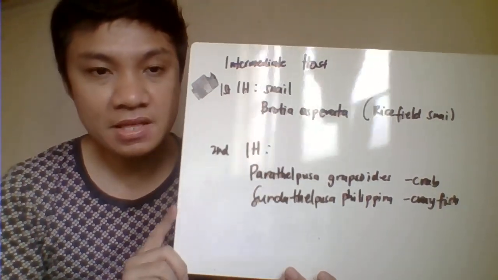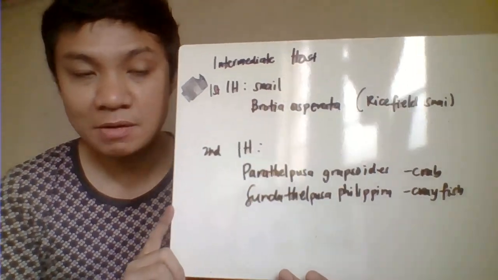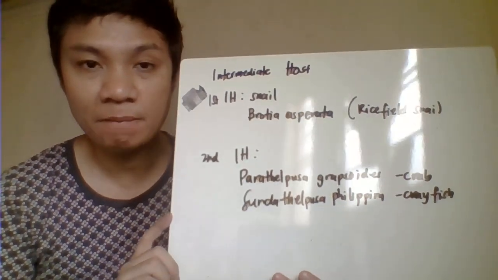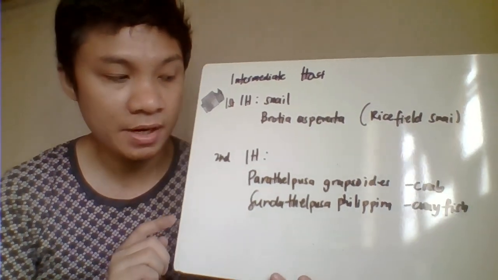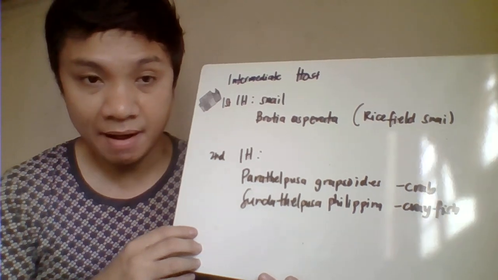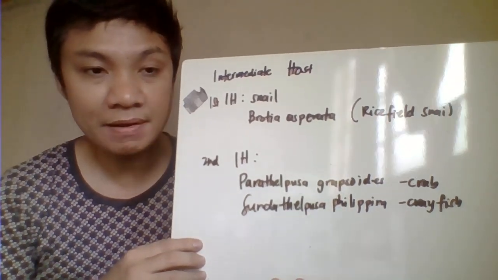Okay, then we have here the intermediate hosts for Paragonimus westermani. Again, the first intermediate host would be the snail. We have here the rice field snail, Brotia asperata. And the second intermediate host here would be the Parathelphusa grapsoides, which is your crab. And we also have your crayfish, which is the Sundathelphusa philippina.